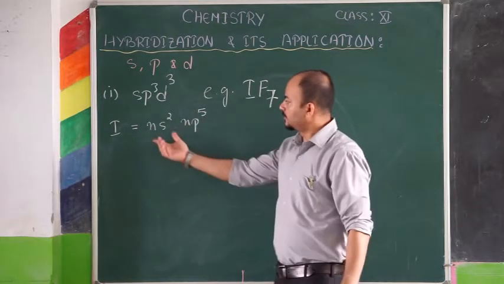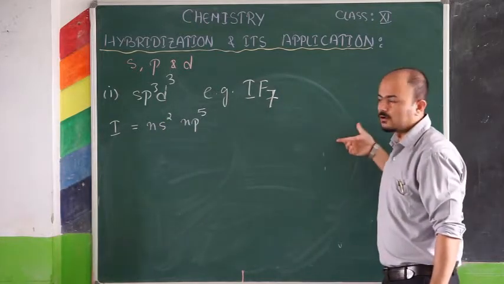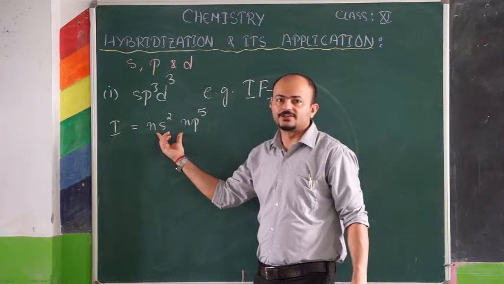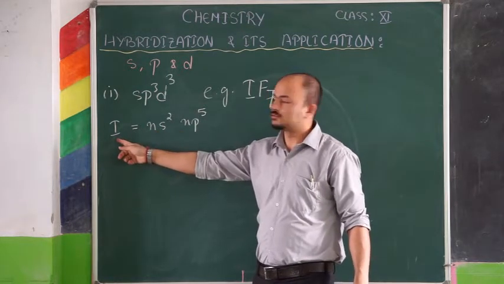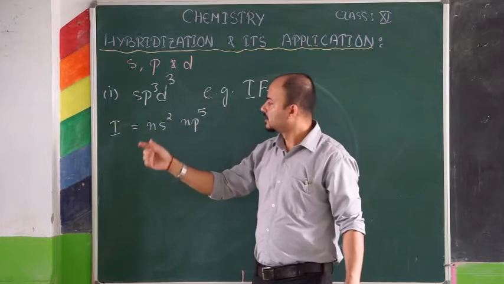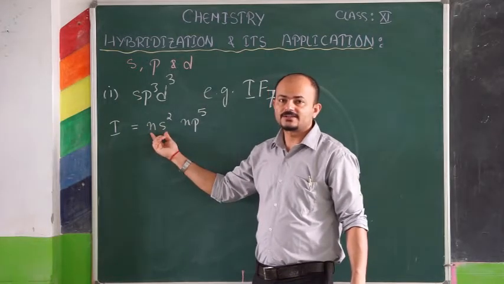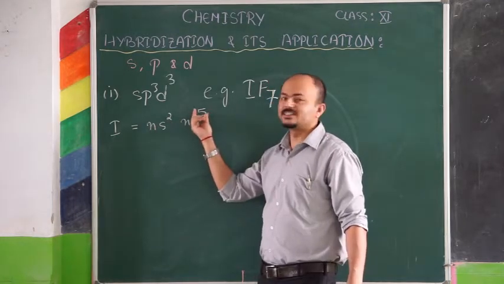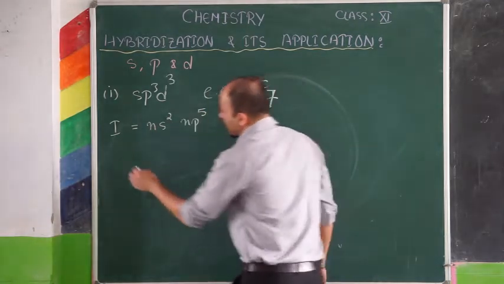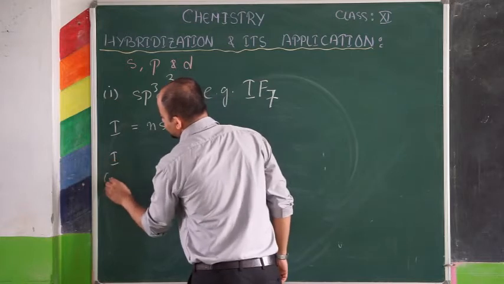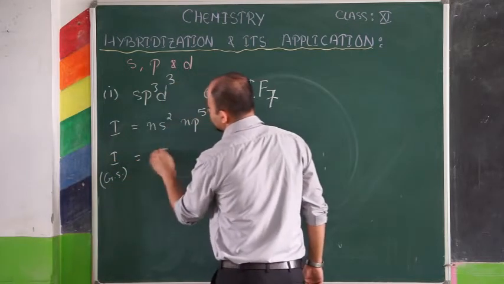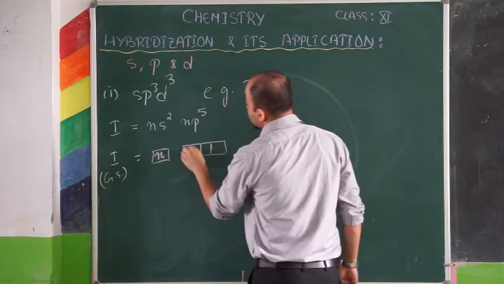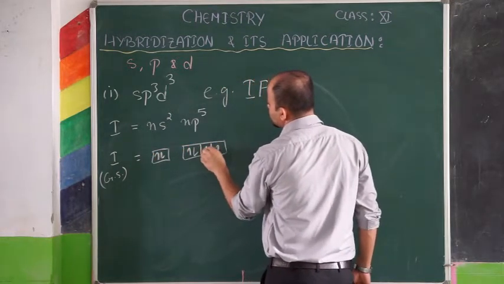So if you don't want to write in the long form, then you can write in this manner also for doing hybridization. So you know iodine, let me tell you once again, iodine lies in group 7. Therefore, it contains 7 electrons in the valence shell. So in the s orbital, it will be containing 2 electrons, and in the p orbital, it will be containing 5 electrons. So iodine in the ground state will be having 2 electrons in the s orbital and 5 electrons in the p orbital.